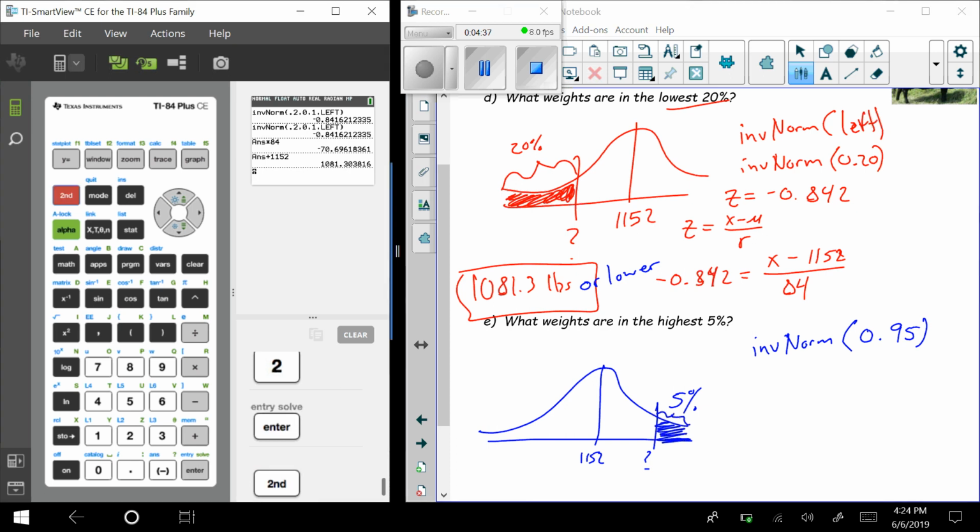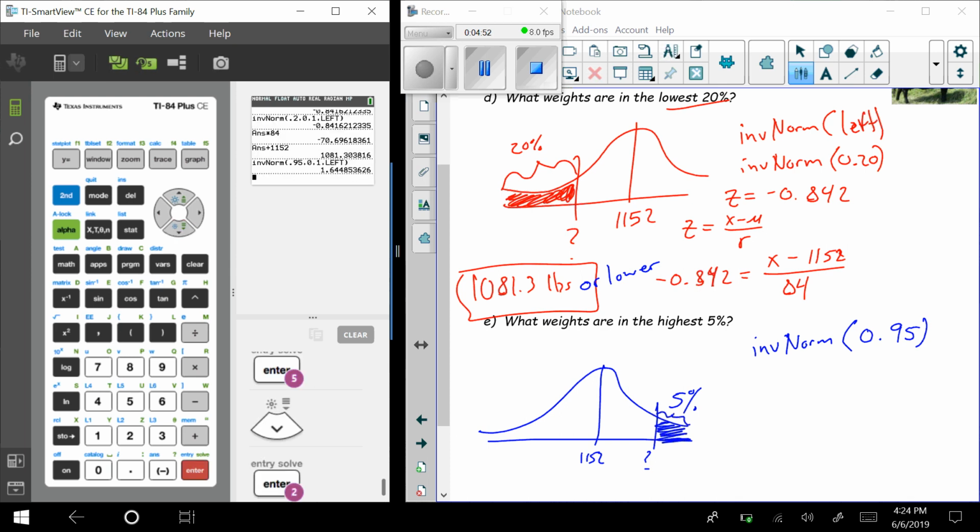If I do second, distributions, 3 gives me the inverse norm. Now I'm doing 0.95, staying with the left because that's what I'm using. Hit enter, I get 1.645, that's z equals 1.645. It shouldn't shock you that it's positive. It's above the mean.